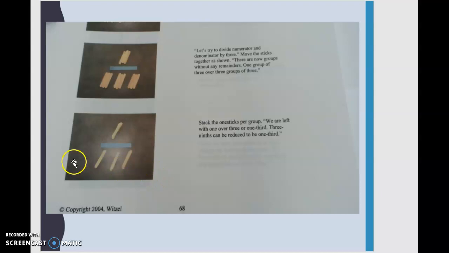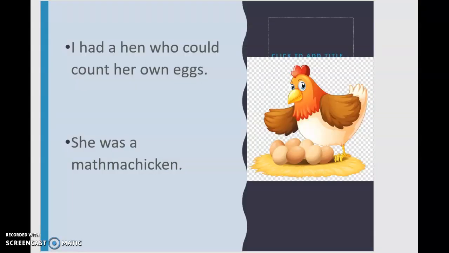I have one more joke for you. Get ready. I had a hen who could count her own eggs. She was a mathemachicken. That's all I got. That's the end of chapter 11.